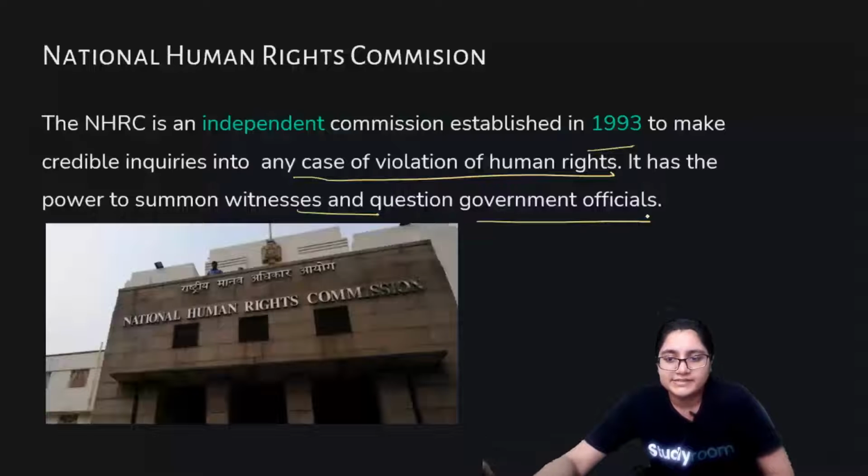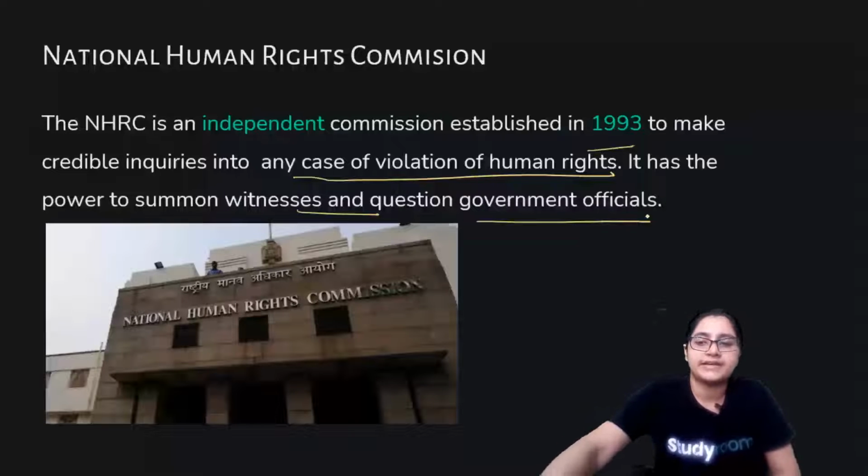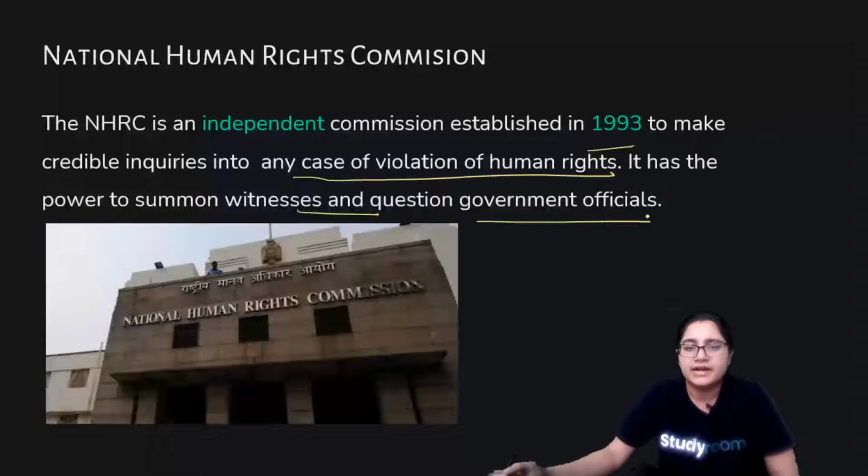NHRC cannot by itself punish the guilty. That is the responsibility of courts. NHRC is there to make an independent, credible inquiry into any case of violation of human rights. These inquiries are very important when it comes to different criminal cases. Any citizen of India can write a letter with true complaints against violation of human rights, and NHRC would act upon it.